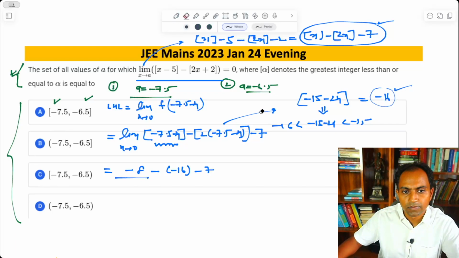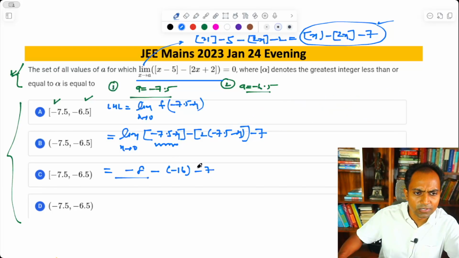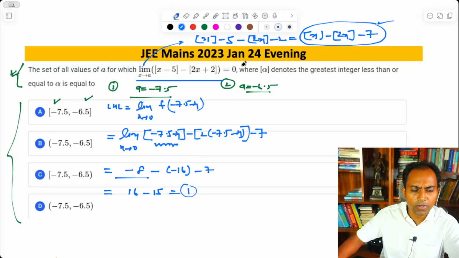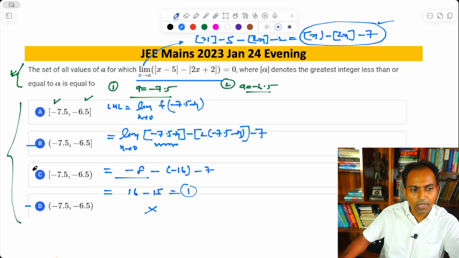I have not written it very explicitly because we have been doing this for quite long. You should understand this much. If I do this much, you can see that this becomes 16 minus 15. Answer becomes 1. You can see that even LHL is not coming out to be 0. There is no point checking RHL. So this point will not be there. So based on this, either this could be my answer or this could be my answer. B and D, one of them should be the answer.